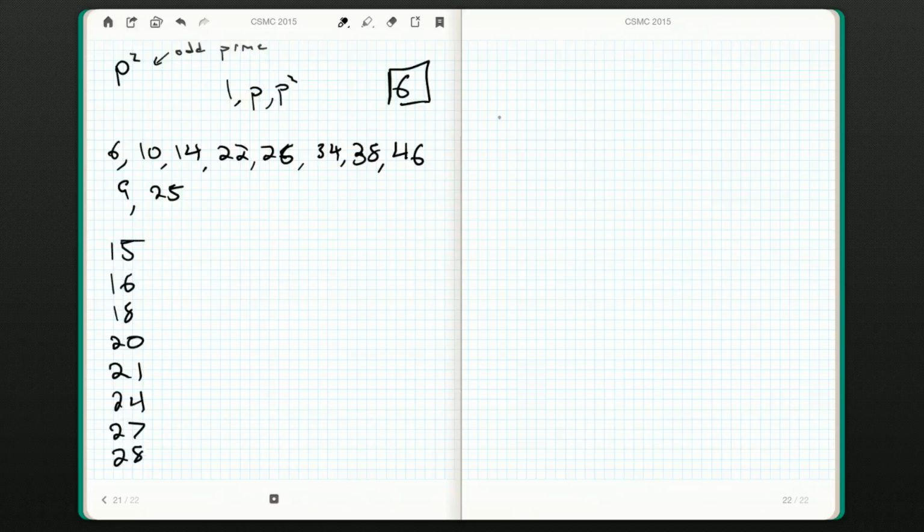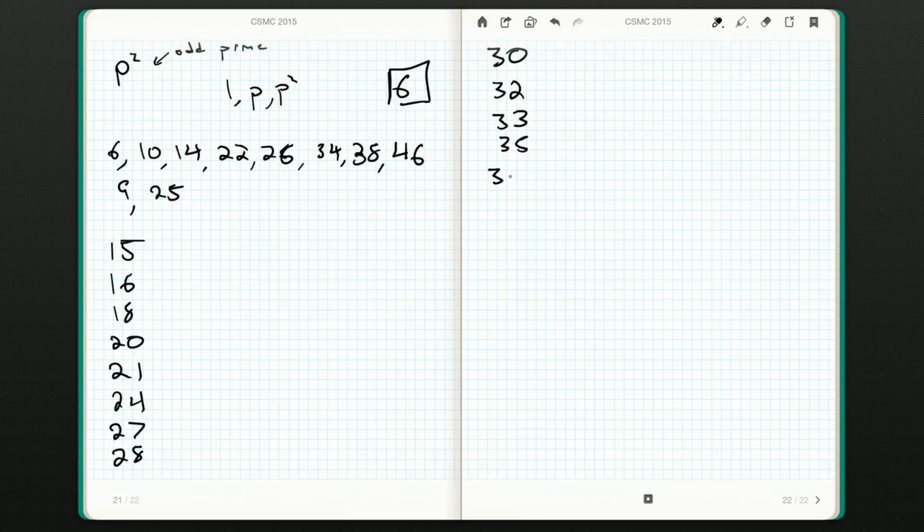28, 29 we don't need to consider. 30, 31 we don't need to consider. 32, 33, 34 is on our list. 35, 36, that's going to be way too high. 37 is a prime. 38's on our list. 39, 40, 41's a prime. 42, 43 is a prime.